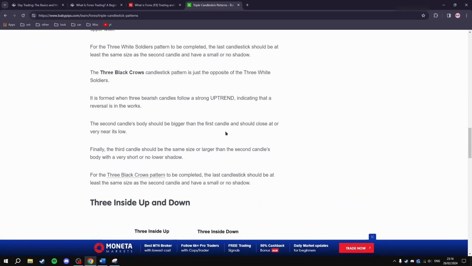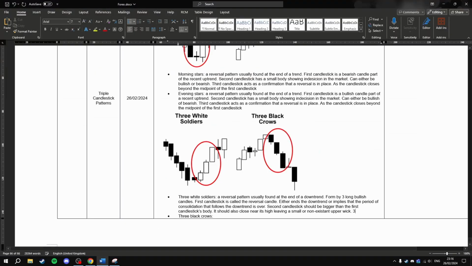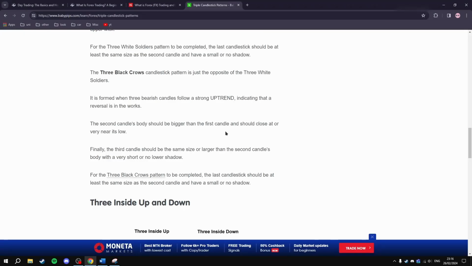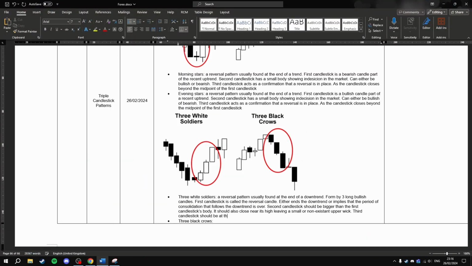For the three white soldiers pattern to be completed, the third candlestick should be at least the same size as the second candle and have small or no shadow. So barely any shadow seen here. There's no shadow on that one at all.